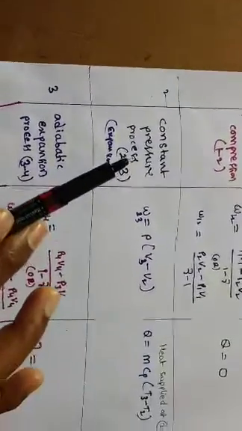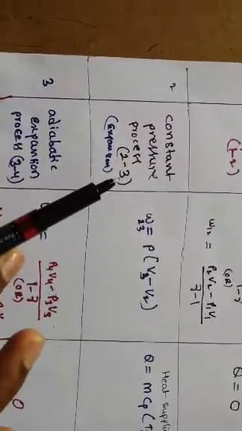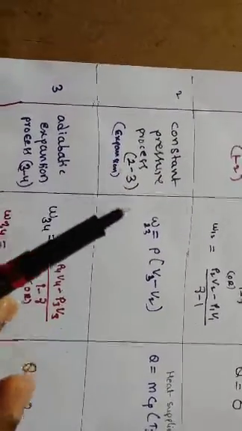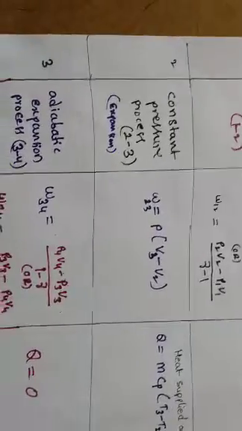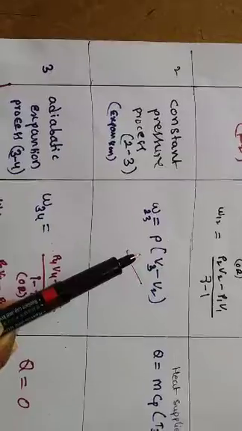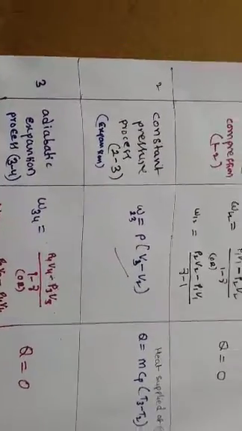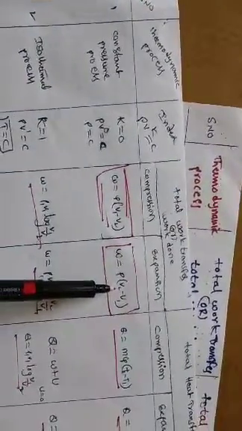Let us see the second thermodynamic process, the constant pressure process. 2 to 3 is the constant pressure process, that is expansion. Already we know how to write the work done formula in the constant pressure process. Once again, see here, constant pressure process. In the expansion process, work is P into V2 minus V1. I already explained this in the previous slide.